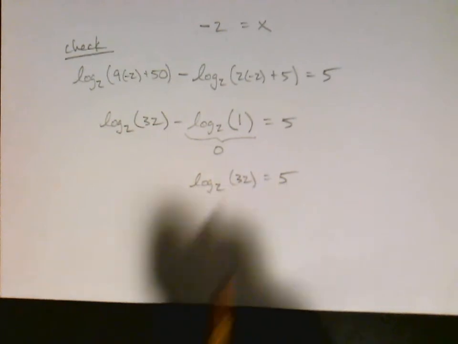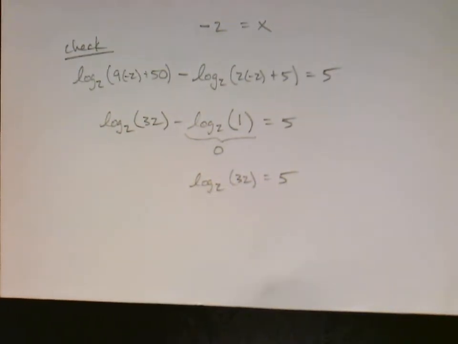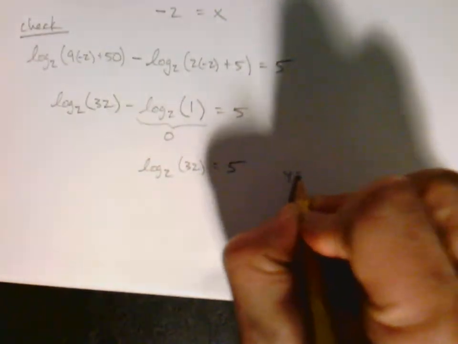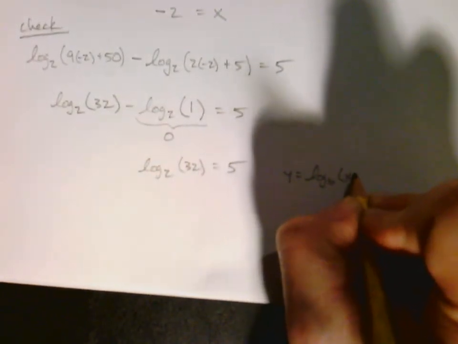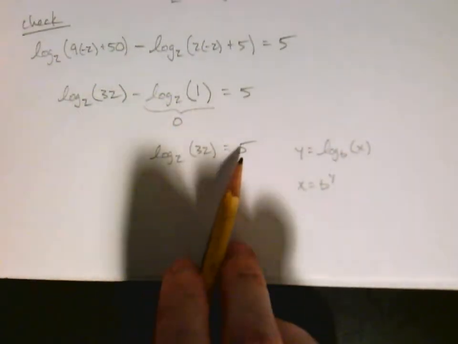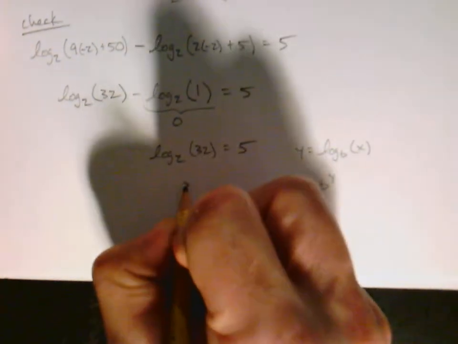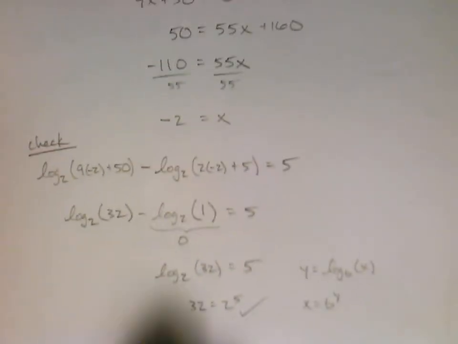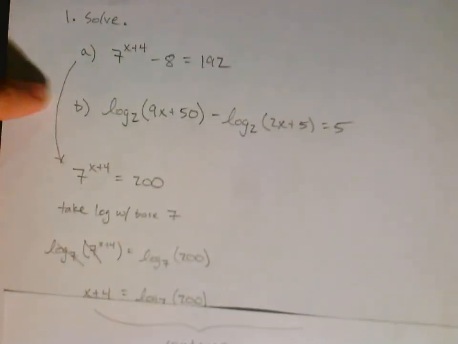Is that really true? Well, we could find out. One way, if you remember this, we could rewrite it as x equals b to the y. All right, there's my y, my 2, my x. 32 equals 2 to the 5th. And yep, that's true. So x equals negative 2 does work out. That is the one solution here to part B.